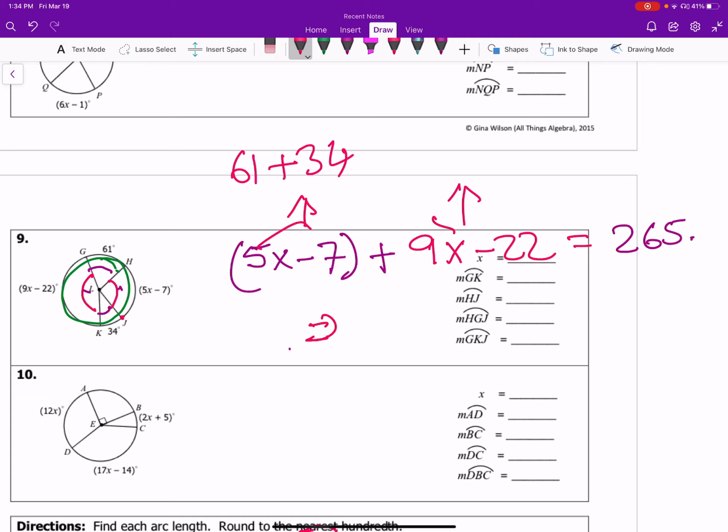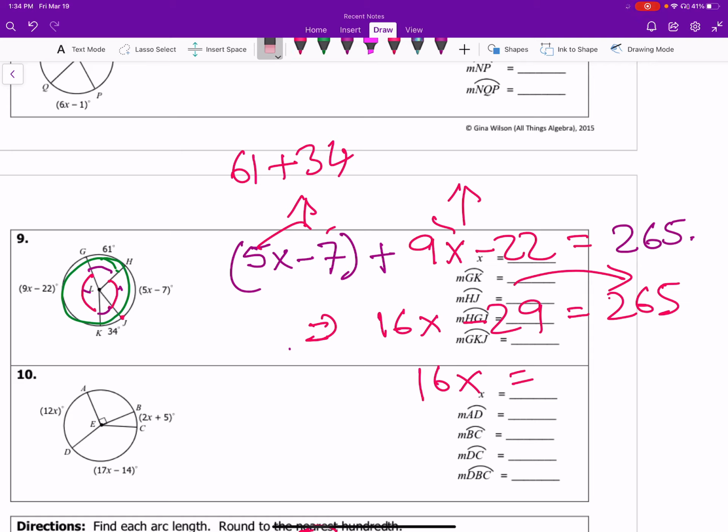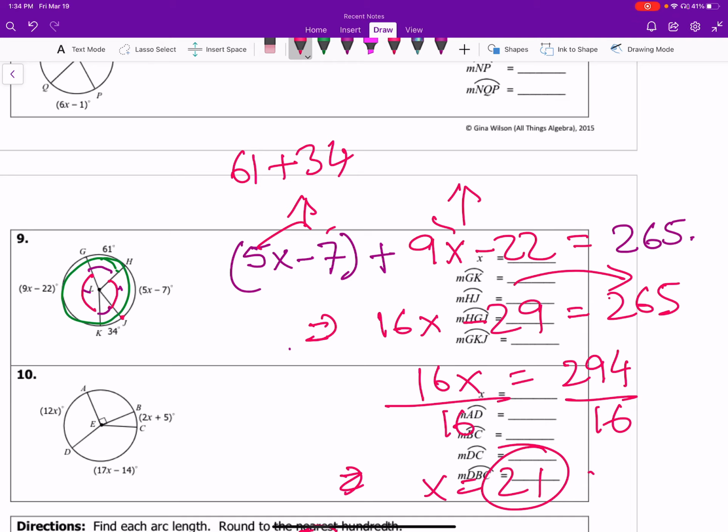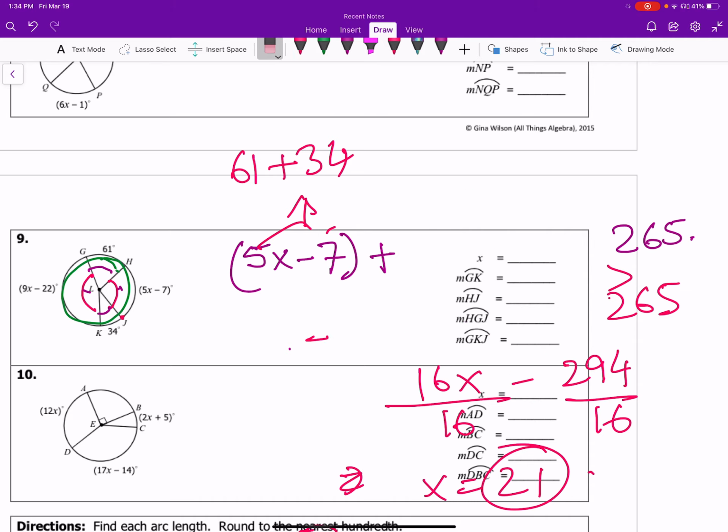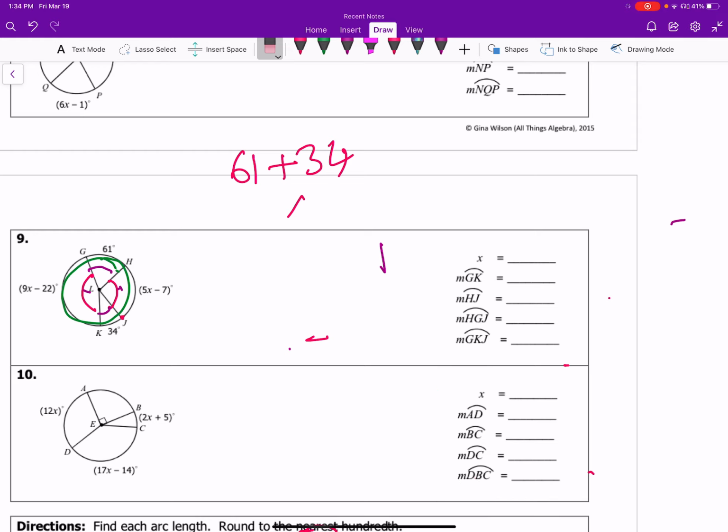5x plus 9x means 14x, wait, 5x and 9x make 14x, so this minus 29 is 265. Once you shift it here, it's an addition: 29 added to 265 makes 294. So divide by 16, get x as 21. Okay, so x is 21.